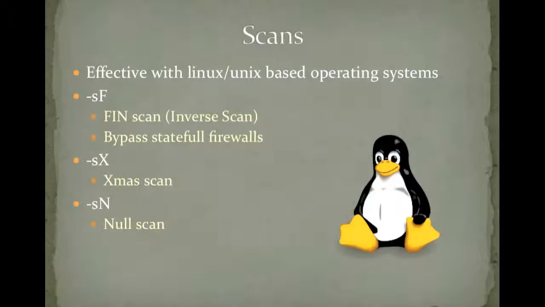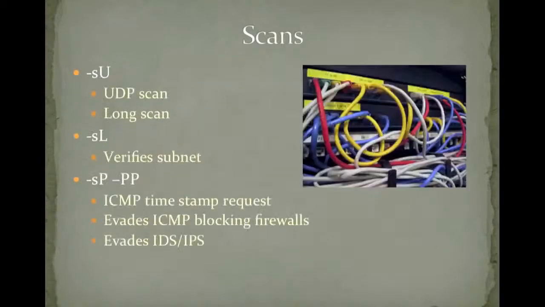-sN is a null scan. If you know programming, null is basically nothing, and it sends no parameters over. The -sU is a UDP scan. This is a very long scan, but if you do -sS, it'll look for TCP ports, but it won't look for UDP ports. So it's also important to do this if you're looking for an SNMP port. The -sL verifies your subnet.